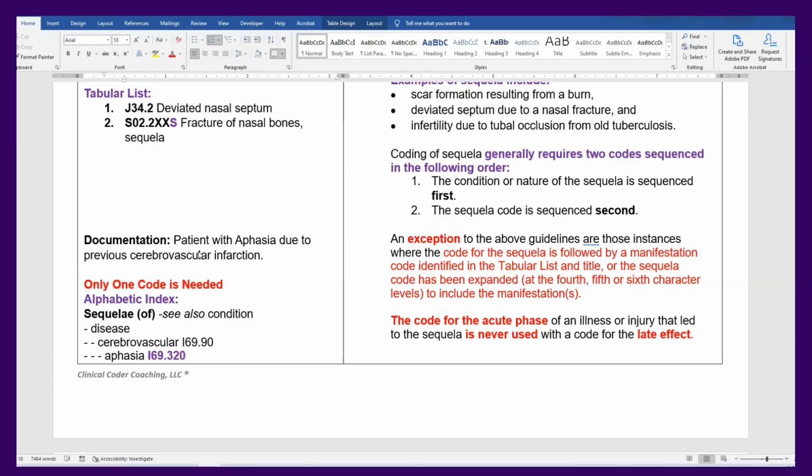Okay, looking at this exception. A patient with aphasia due to previous cerebrovascular infarction. Here we have an exception to the above guidelines: those instances where the code for the sequela is followed by a manifestation code identified in the tabular list and title, or the sequela code has been expanded at the fourth, fifth, or sixth character to include the manifestation.